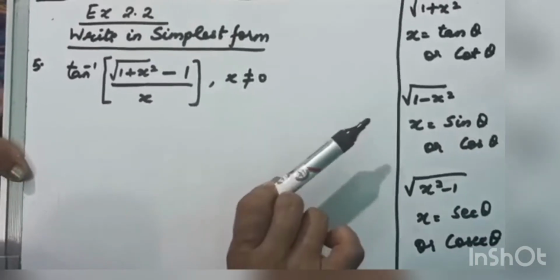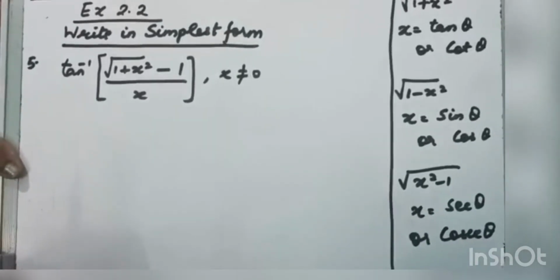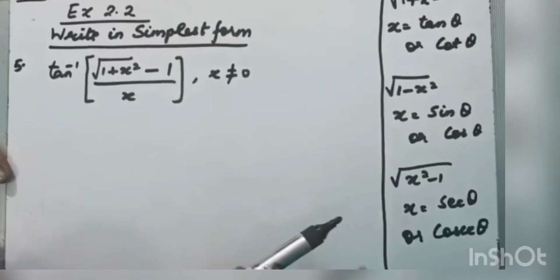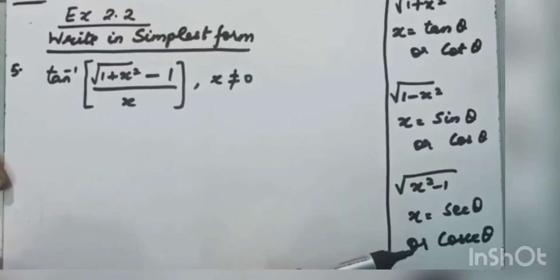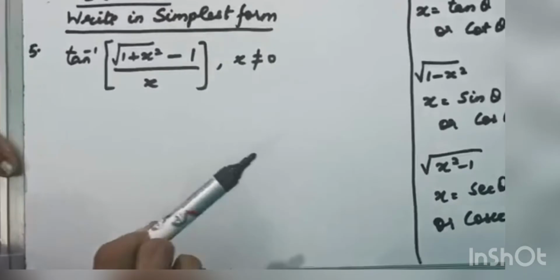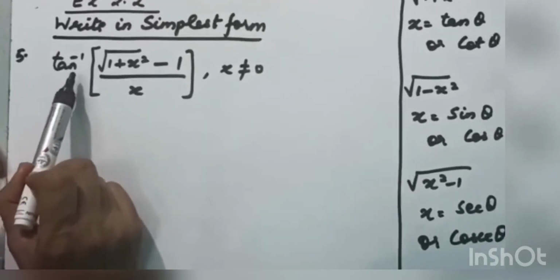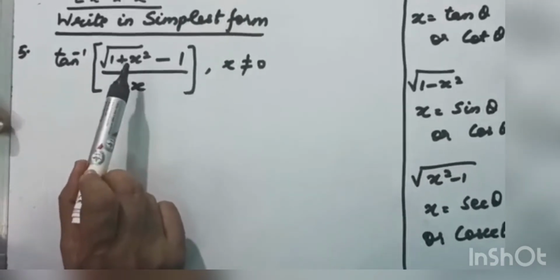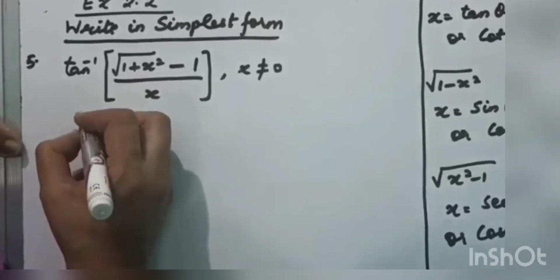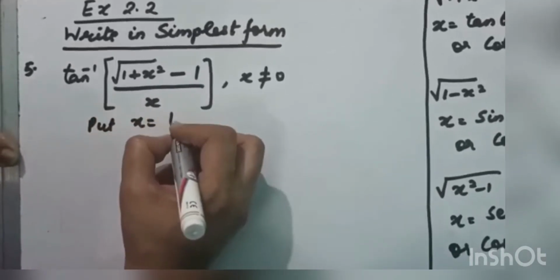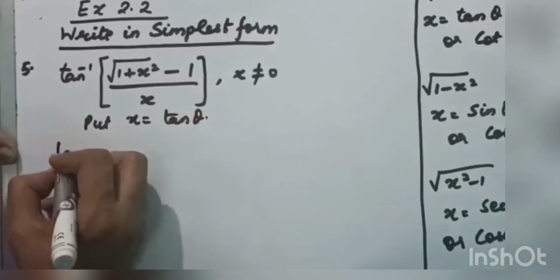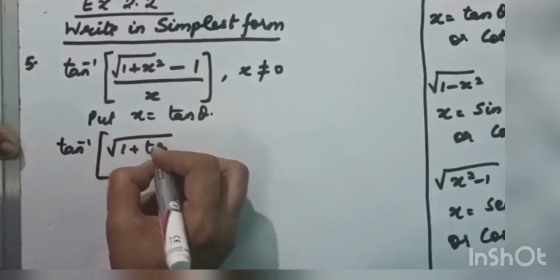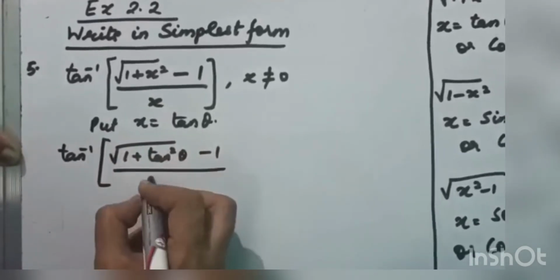Similarly, if in the question it is given root 1 minus x square, then we put x as sin theta or cos theta. Same if we have root x square minus 1, in that case we prefer to put x as secant theta or cosecant theta. Our main purpose of calculation is to simplify this inverse part. This will be simplified only if we convert it in terms of tan theta. So in this case, we put x equal to tan theta. When we put x equal to tan theta, it becomes tan inverse of (root 1 plus tan square theta minus 1) upon tan theta.